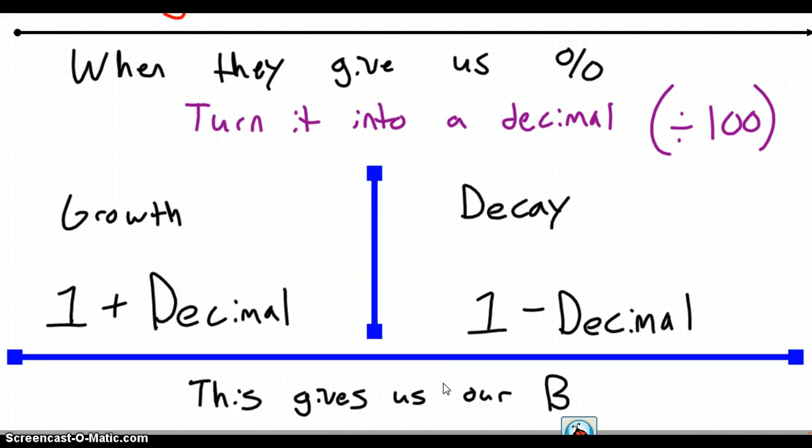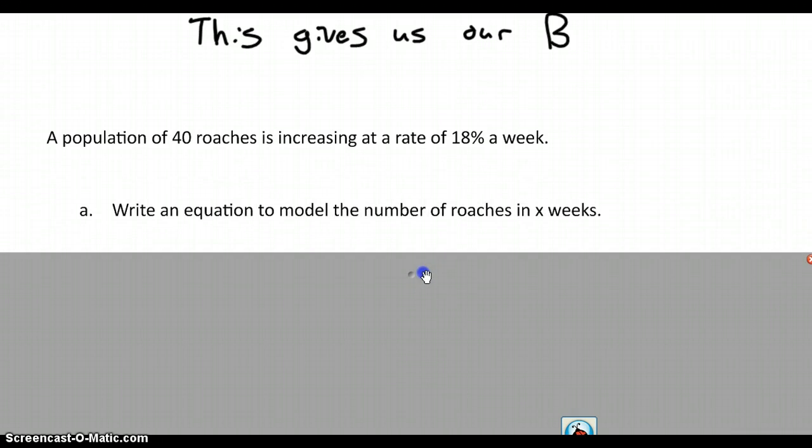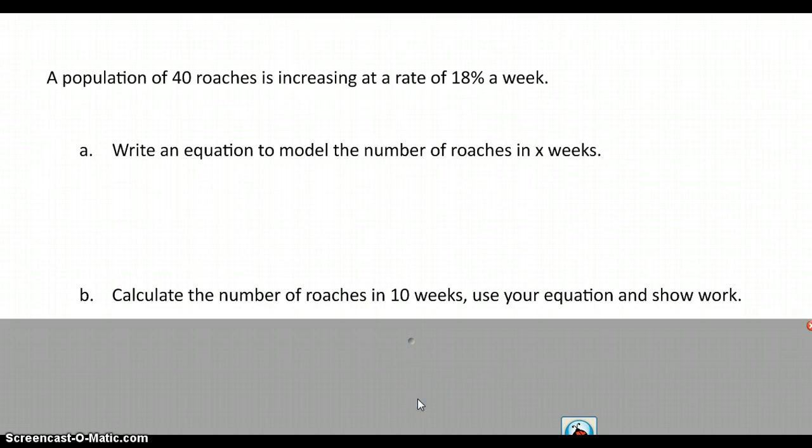And the same thing for decay, except we're still going to start off with that 1, which represents our initial value, and we have to subtract that decimal. Then the leftover amount will tell us what our decay factor is. So let's look at a couple of examples and try this.